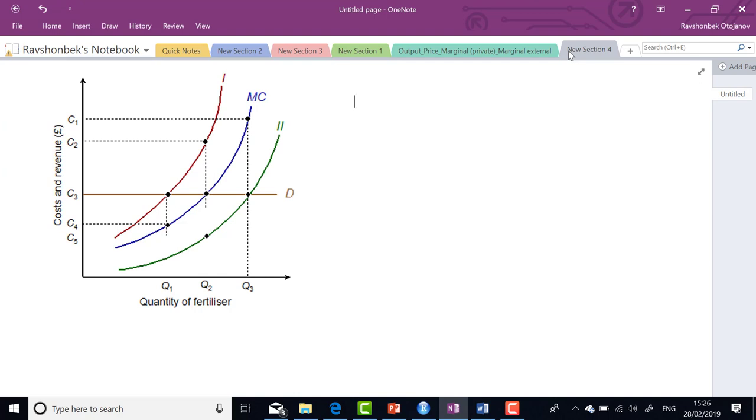Yes, it's MC equals D and it ignores social costs. This is the answer. Demand. So when there is no account of pollution, marginal cost equals demand. Why is that the case? Why is it so? I should ask you guys, why is the demand equal to AR, why is it equal to MR, and it's also equal to price? That was the question, right? Why is it, guys?